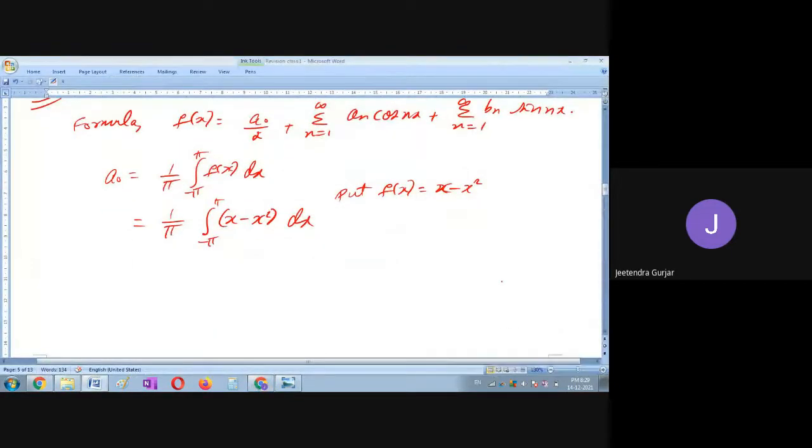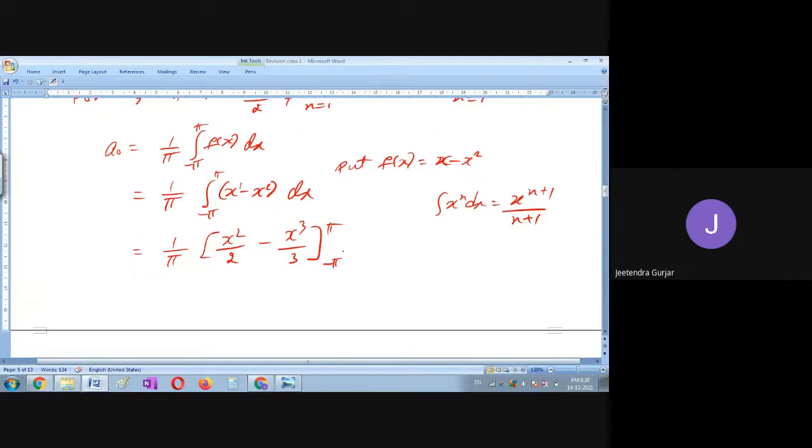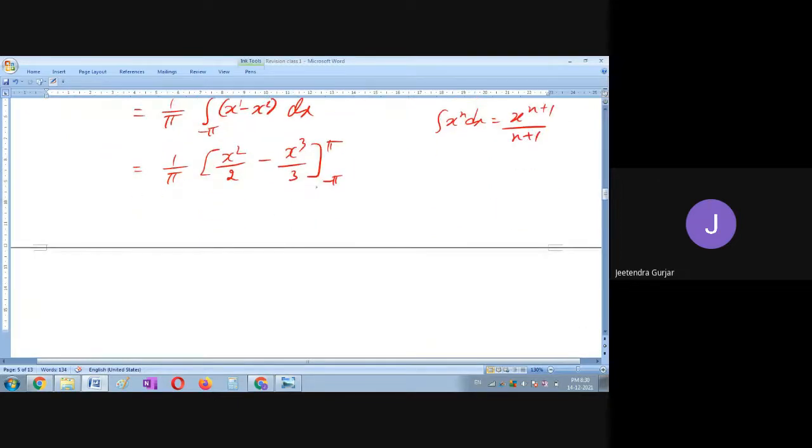Okay. Next, go for integration. Many of them have made mistakes here. Integration of x, yes, friends. Please remember the integration of x raised to n dx is x raised to n plus 1 upon n plus 1. Here for x, nothing is there, means we'll take 1. This is x square upon 2 minus x cube upon 3 in the interval minus pi to pi. Then you can go on simplifying this. First you substitute the pi value.